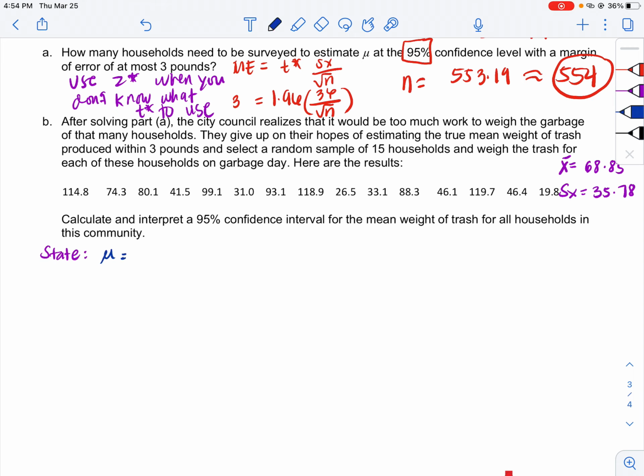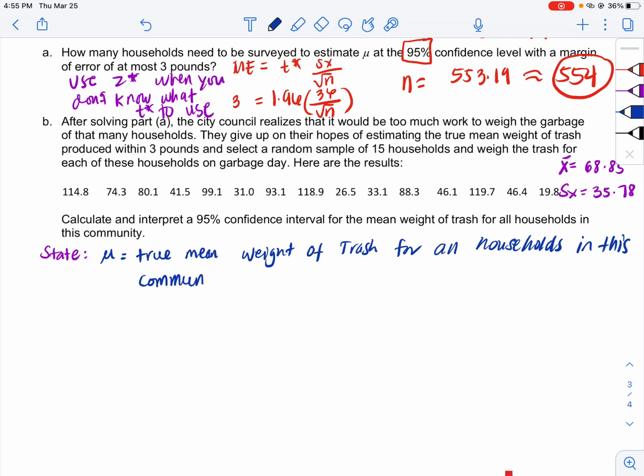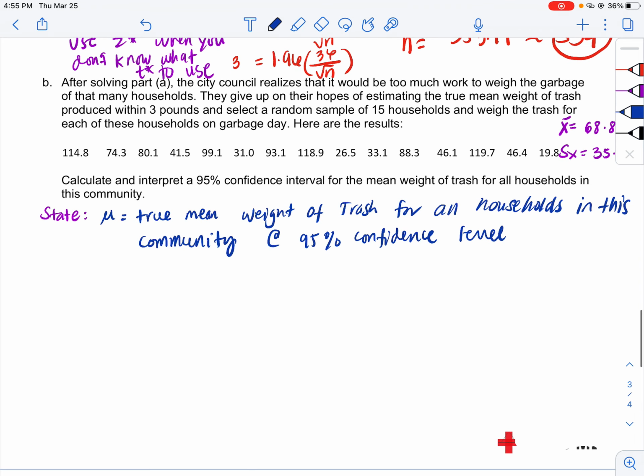My parameter is the true mean weight of trash for all households in this community. Moving on, we have to take note of a 95% confidence level. Okay, plan.